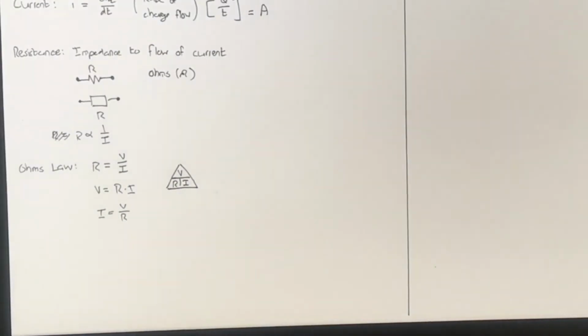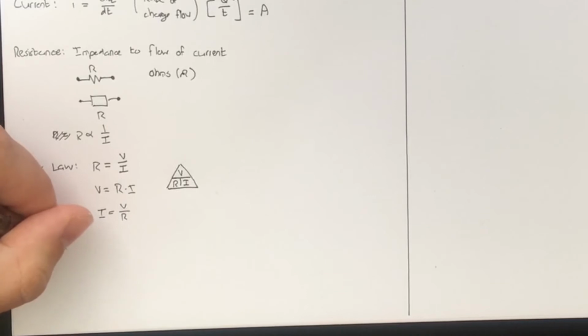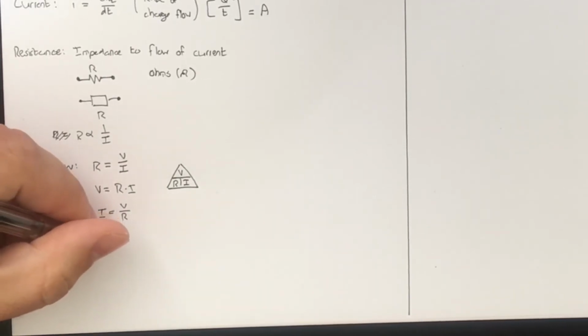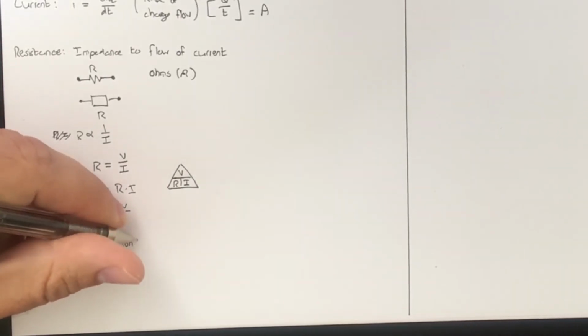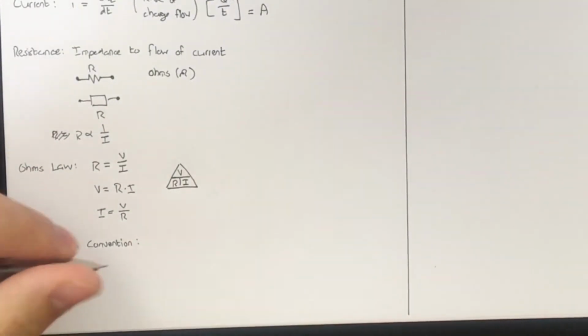Now, let's describe the passive sign convention. This is really fundamental to circuit theory, and initially it may seem confusing, but it's just a convention to standardize whether or not a circuit element is absorbing power or delivering power. It's something that you learn, and eventually, with enough practice, it makes a lot of sense.